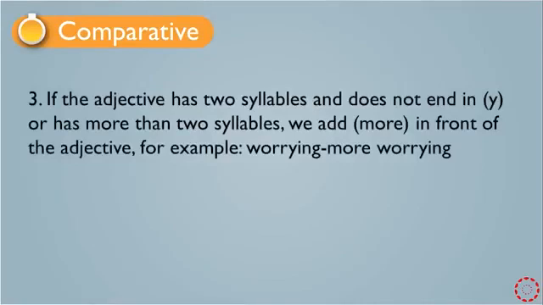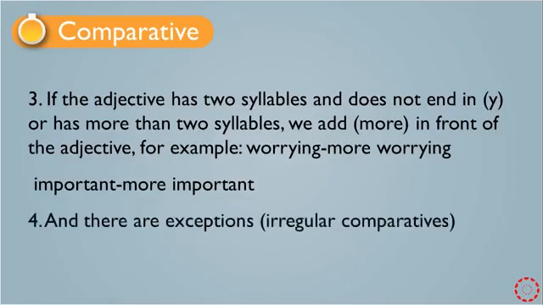Number 3. If the adjective has two syllables and does not end in y, or has more than two syllables, we add more in front of the adjective. For example, worrying becomes more worrying. Important becomes more important. And there are exceptions, irregular comparatives. You should know them.